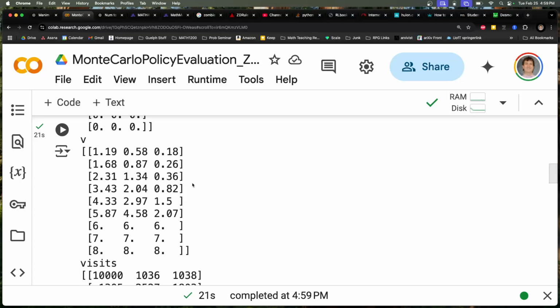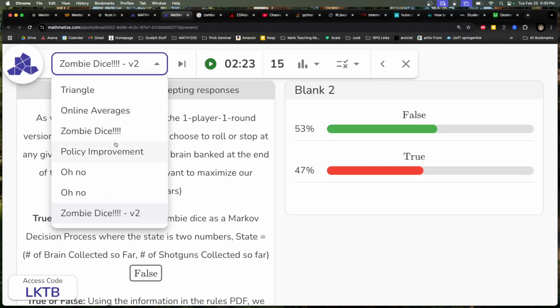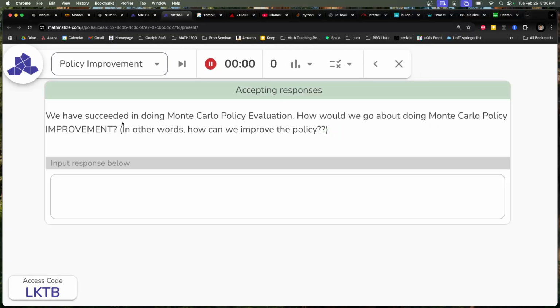And now the question for you guys: how do we find a good policy? So this is the question now. Policy improvement. We have succeeded in doing Monte Carlo policy evaluation, so evaluating how good the value function is for a given policy. But how do we go about doing Monte Carlo policy improvement? How do we use this kind of stuff to find a better policy? I tried something and it got worse. I want to make it better, not worse.